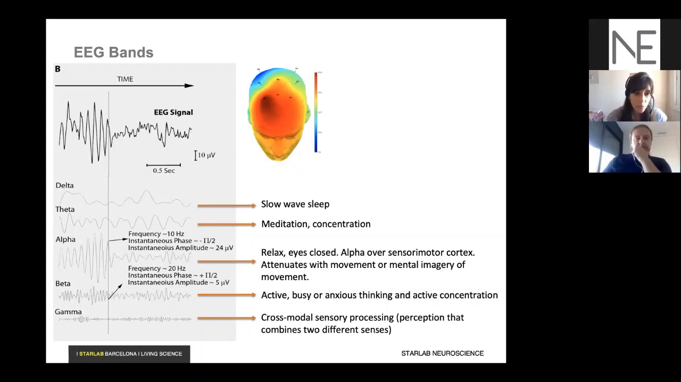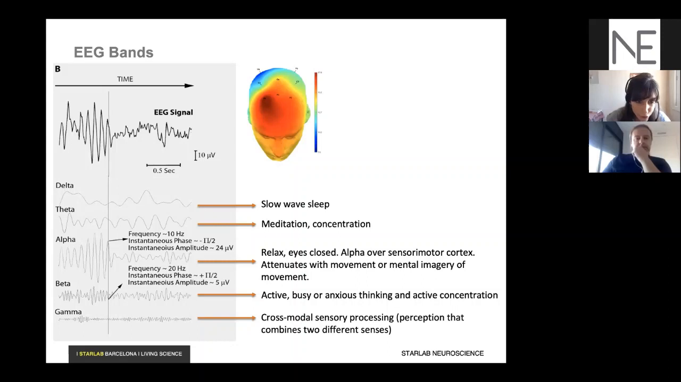For example, the delta EEG band has been related to slow wave sleep. The theta band has been related to meditation and concentration. The alpha band is related to relaxation. The beta band to active, busy, or anxious thinking, and to active concentration as well. And then the gamma band has been related to binding information from different sensory modalities.